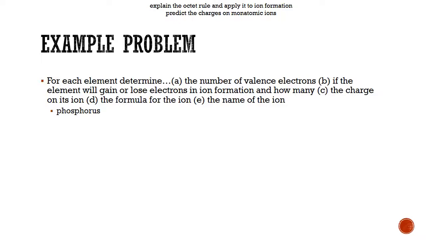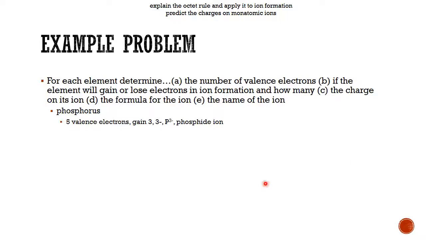Let's think about phosphorus. So ask yourself, how many valence electrons does phosphorus have? You find it on the periodic table. You see it has 5 valence electrons. So will the element gain or lose electrons, and how many? Well, if it has 5 valence electrons, it can either lose all 5 to fill its octet, going back to the previous level, or it could gain 3. It's easier to gain 3. So this element would likely gain 3 electrons. If it gains 3 electrons, its charge would be 3 minus. The formula would be P 3 minus, because the symbol for phosphorus is P, and the name of the ion would be the phosphide ion.